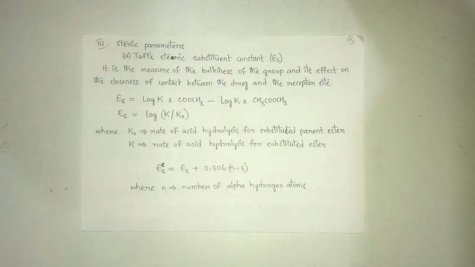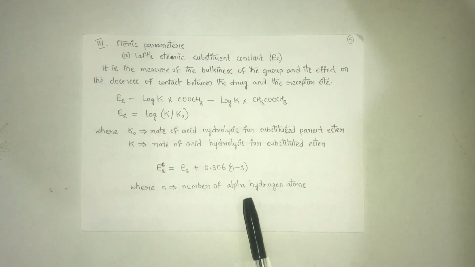Hancock claimed that this reaction is under the influence of hyperconjugation. So he developed corrected Es, which equals Taft's steric substituent constant plus 0.306 into (n minus 3), where n is the number of alpha hydrogen atoms.